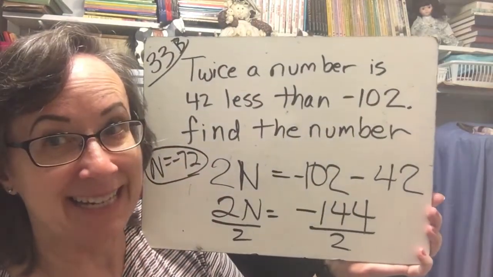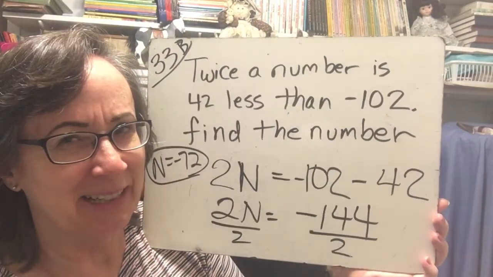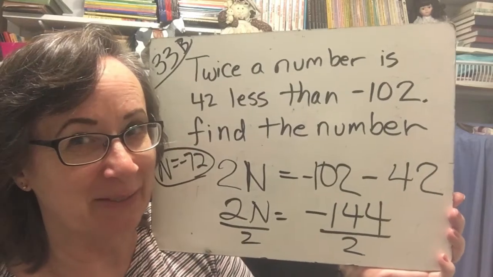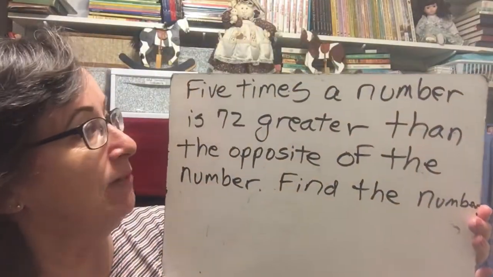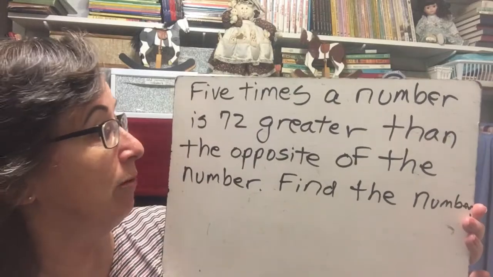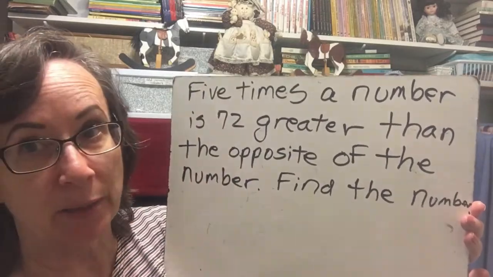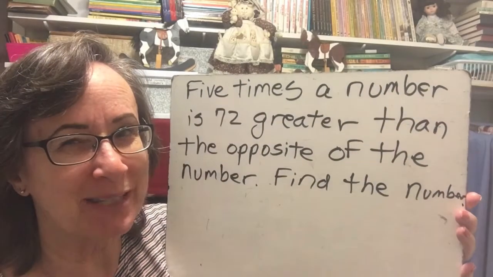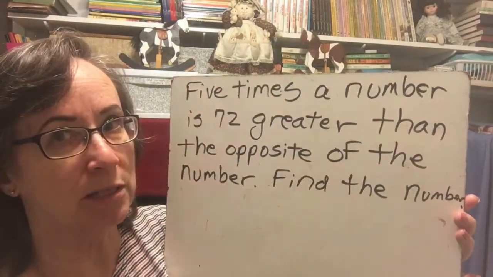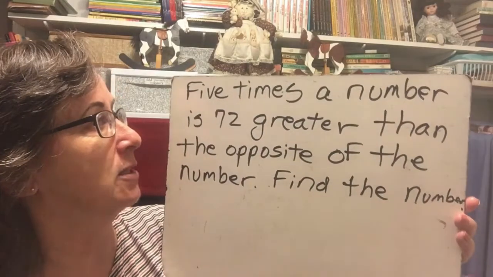Wasn't that nice? Not nearly as hard as it looked when you saw it in the words, is it? Okay, so this next example says 5 times a number is 72 greater than the opposite of the number. Find the number. So we're being interpreters here, aren't we? We're interpreting these words to put them into an equation so that we can solve it.